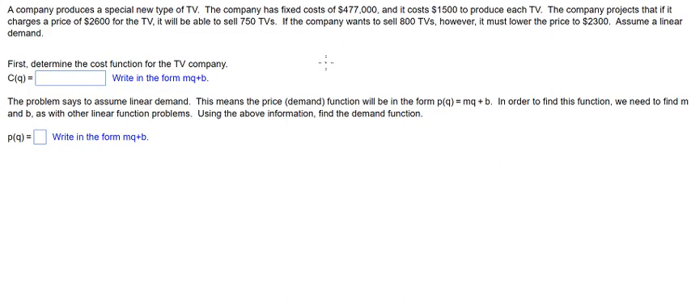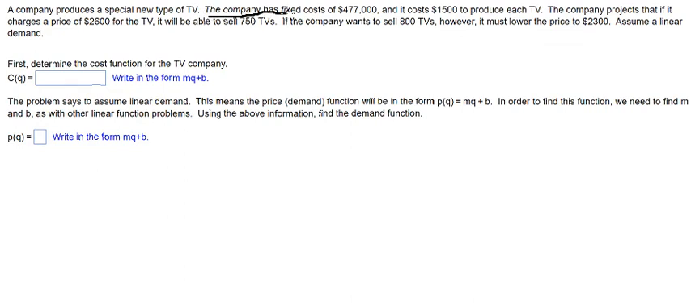Hello everybody. So today I will talk about finance. The topic today is about the cost function, and the next one is about the demand function. So now I will show you how to answer. About the cost function, we use the statement in here.